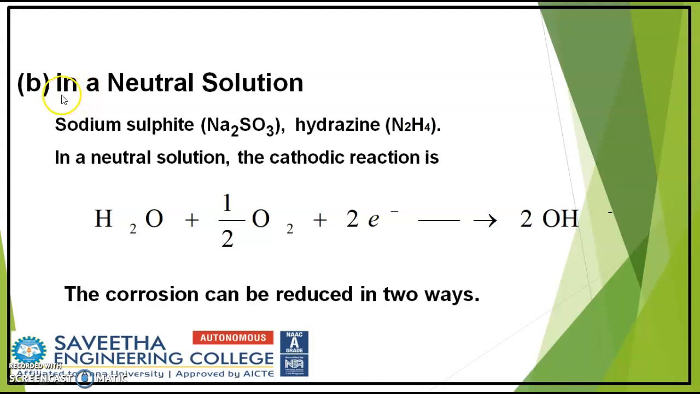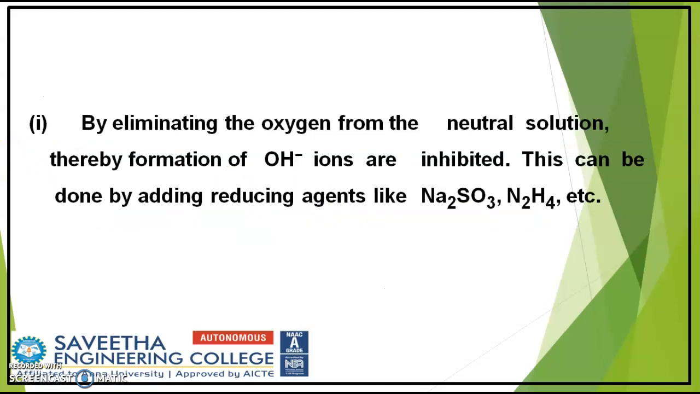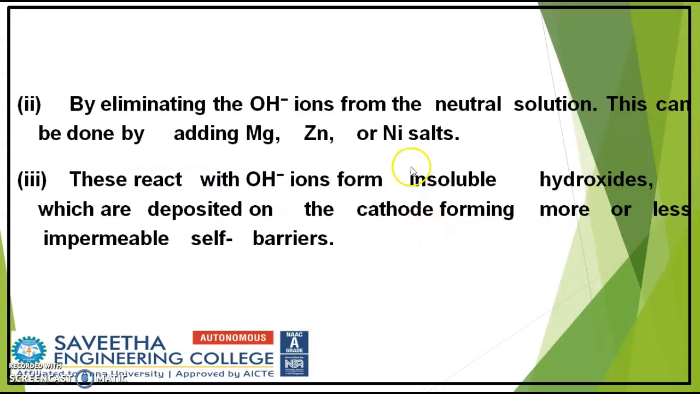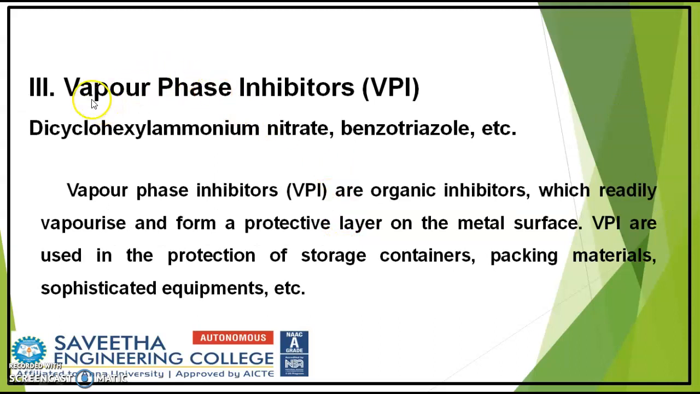And the next one is in a neutral solution. Here sodium sulfite or hydrazine is added and the corrosion can be reduced. The first way is by eliminating the oxygen from the neutral solution, thereby inhibiting the formation of OH- ions. This can be done by adding reducing agents like sodium sulfite and hydrazine. The second way is by eliminating OH- ions from the neutral solution, which can be done by adding magnesium, zinc or nickel salts. These react with OH- ions to form insoluble hydroxides, which are deposited on the cathode, forming more or less impermeable barriers. And the third type is vapor phase inhibitors.